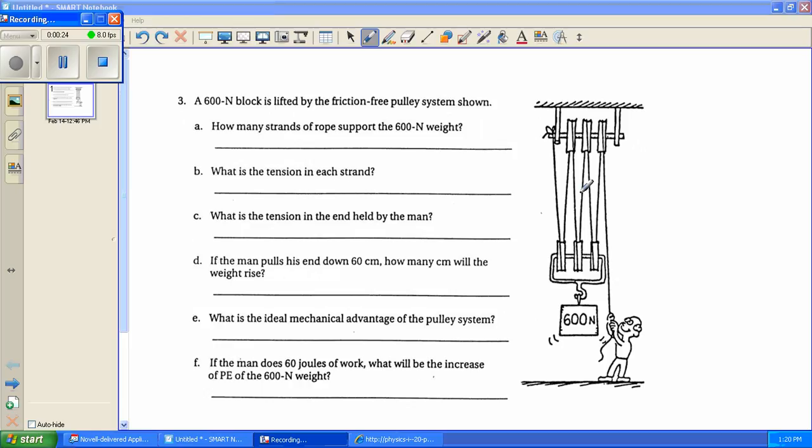The one on the far right that the man is holding does not count because it's not really supporting anything. So the answer to question A is 6.